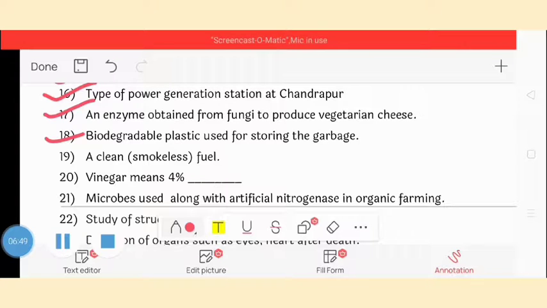Which is a clean smokeless fuel? The clean smokeless fuel is ethanol. Question number 20. Vinegar means 4% dash. So vinegar means 4% acetic acid.